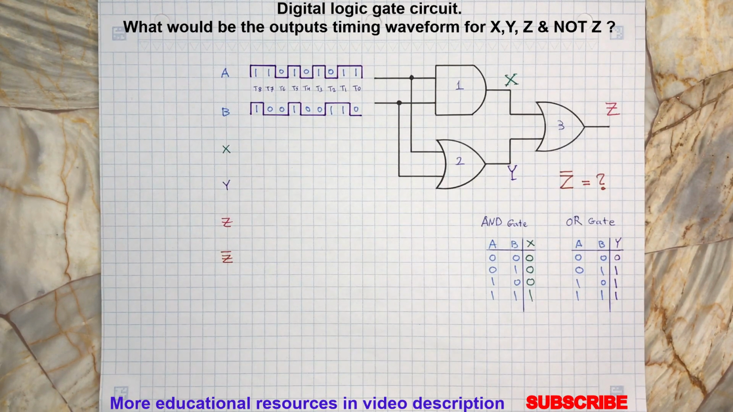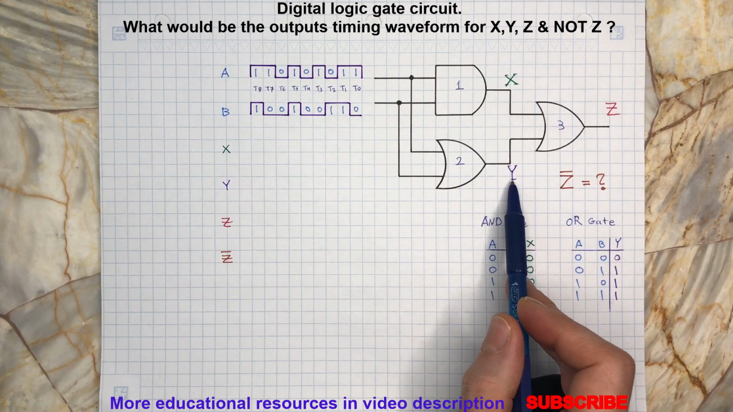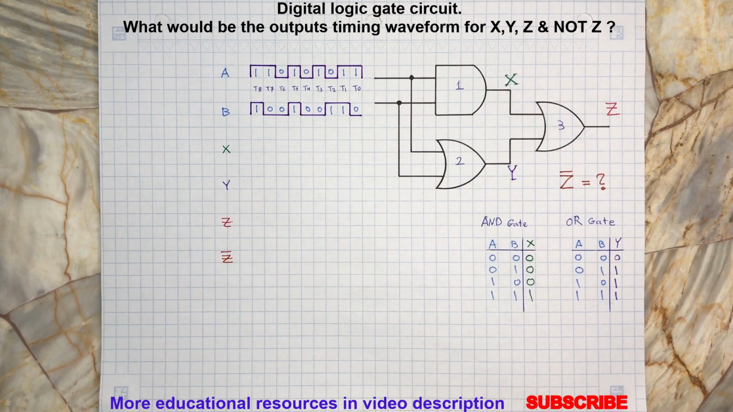As you can see here, I have assigned the letter X to the output of gate number 1 and the letter Y to the output of gate number 2. Now our goal is to analyze their outputs during each time interval.